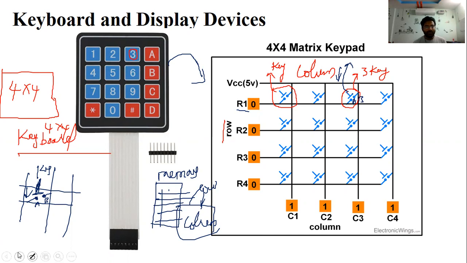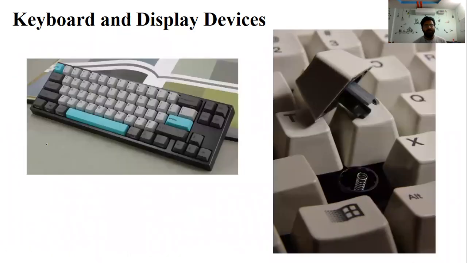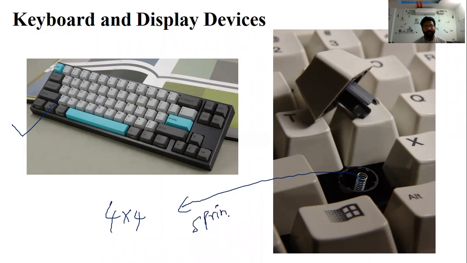Okay, now this is another type of keyboard. Nowadays we are using this keyboard. Why am I showing this keyboard? Because the keys we consider in this 4x4 keyboard are also like this key: a spring balanced key.